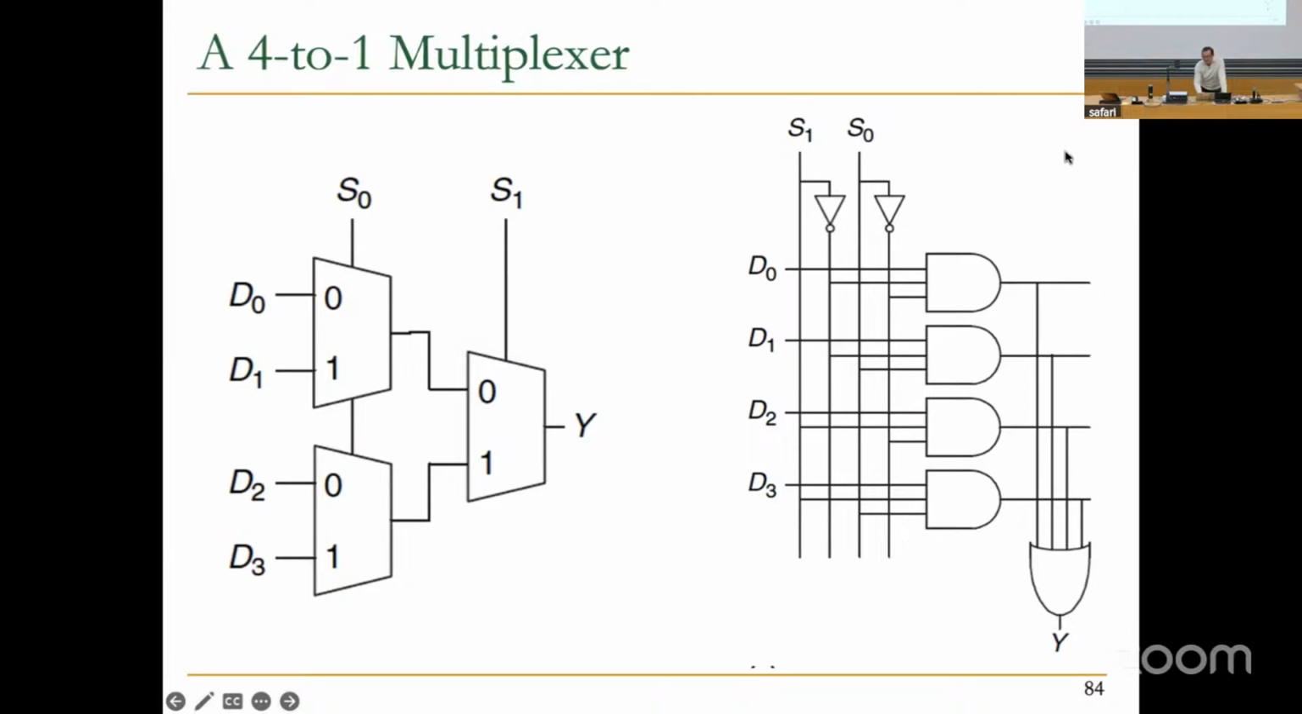And this is the gate level representation that I'm not going to go through. But you can see that it's very similar to the 2-to-1 mux, except it's not 2-to-1 anymore. It's 4-to-1. 4-to-1 mux. Make sense?